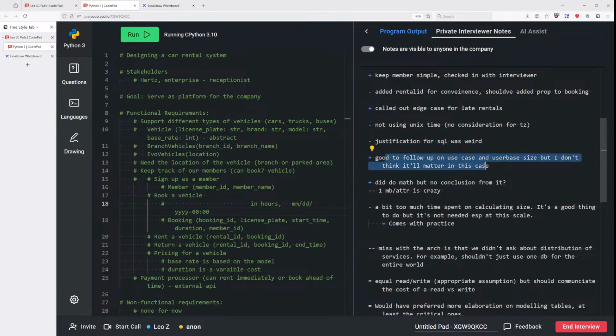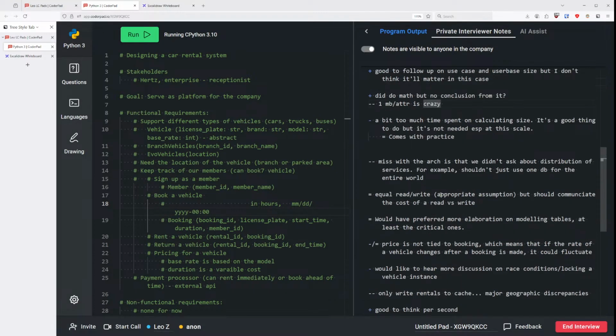Justification for SQL was a bit weird. I think if you're not too sure about the justification, just say so. What you said was a bit off, I think. If you're not confident, maybe just keep it in. Last bit here, same with the 1 MB per attribute. I think that is a bit crazy. Again, I think that's just CS fundamentals. Kind of brush up on that a little bit.